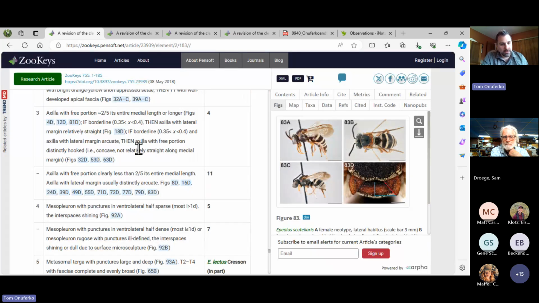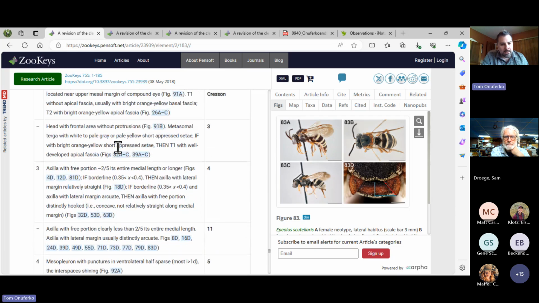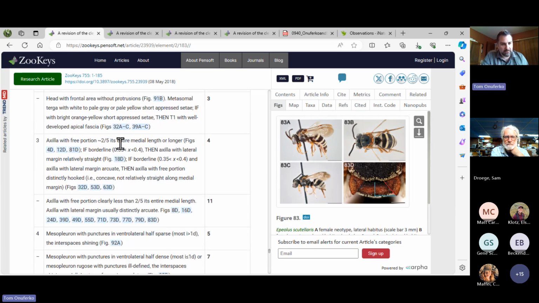The alternative, in the preceding couplet, there's a bunch of options. One refers to how elongated the free portion is.